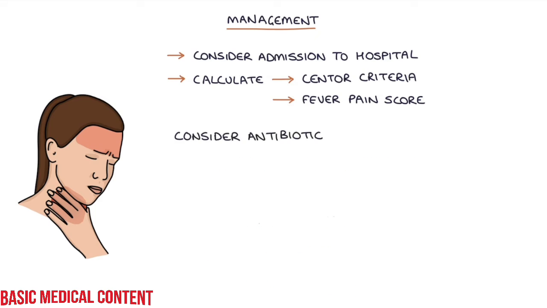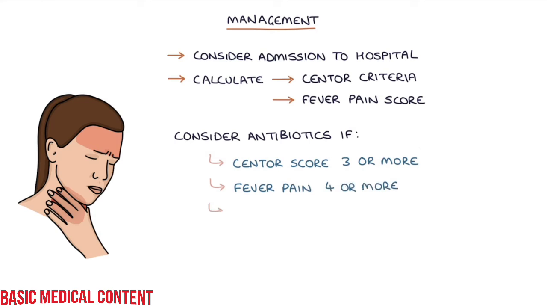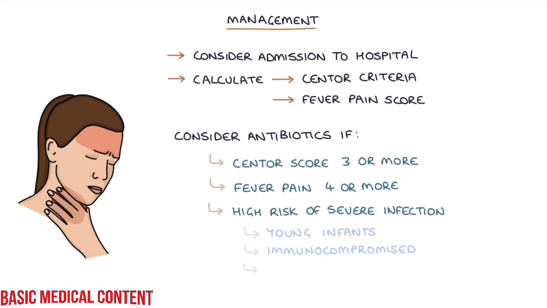Consider prescribing antibiotics if the Centor score is 3 or more, or if the FeverPAIN score is 4 or more. Also consider antibiotics if they're at high risk of more severe infections, such as young infants, immunocompromised patients, or those with significant comorbidities, or a history of rheumatic fever.